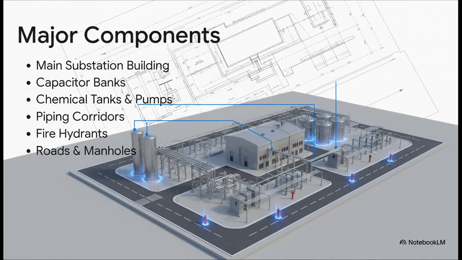Okay, so as we start to pull this apart, you can see the big pieces start to pop out. There's the main substation building, and over there you can see these big capacitor banks. We've got chemical tanks and their pumps, and look at this. You can trace the corridors for all the piping, you can spot the fire hydrants, and you can map out this whole hidden underground world of cable trenches and duct banks. Absolutely everything, even the roads and manholes, is laid out with total precision.